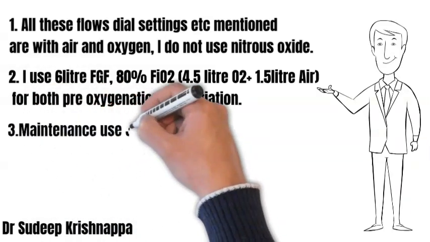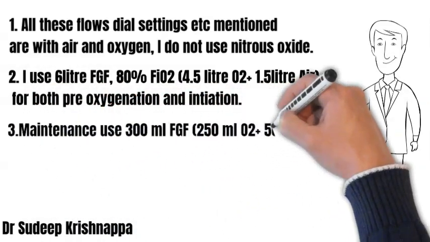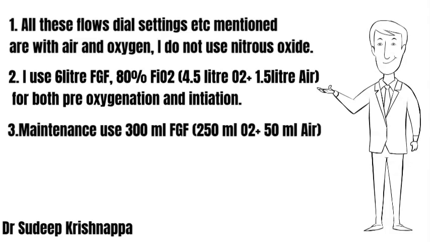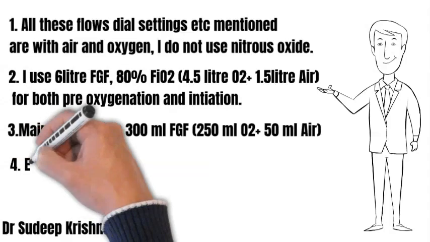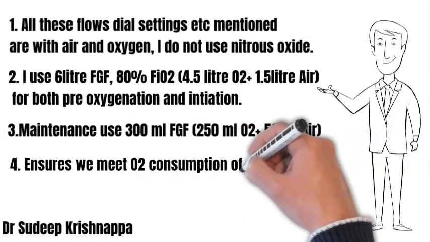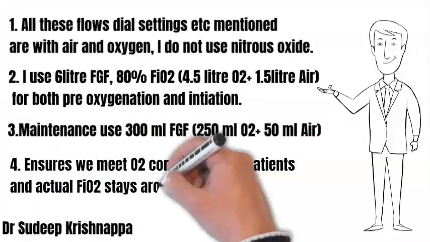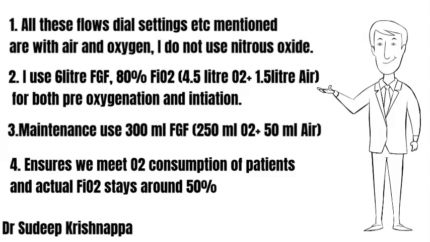Of course, it would depend from case to case. I even go down up to 150 ml as well. But generally, I've used 300 ml as the value. With that, we will use about 250 ml of oxygen and 50 ml of air. What this does is it ensures that we meet the oxygen consumption of the patient, and also the actual FiO2 stays around 50% and does not go dangerously low.